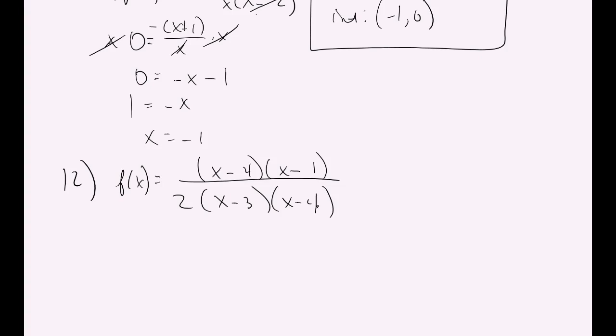Okay. And once you do that, cancel, cancel. So there's a hole at 4. And we need the y value. So let's take that 4 and plug it in. So there'd be a 3 on top and a 2 on bottom. 3 and a 2. Is that right? Yes. Okay. So that's how we would work that.